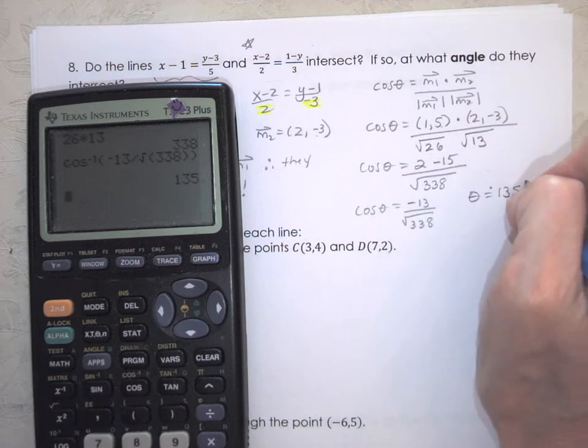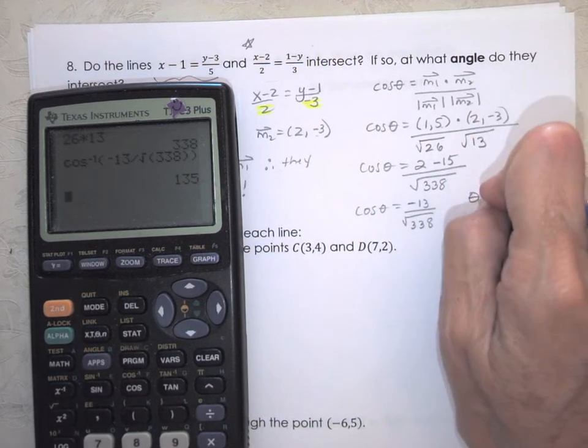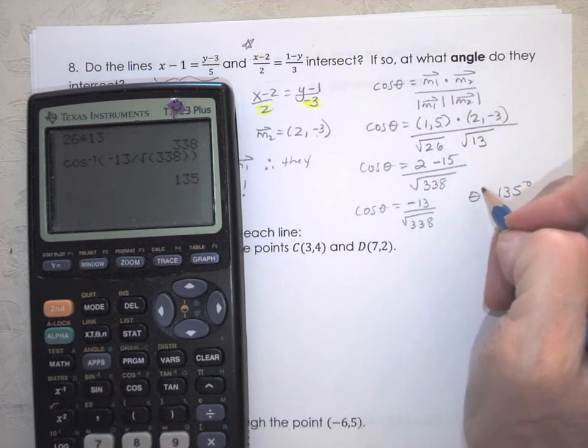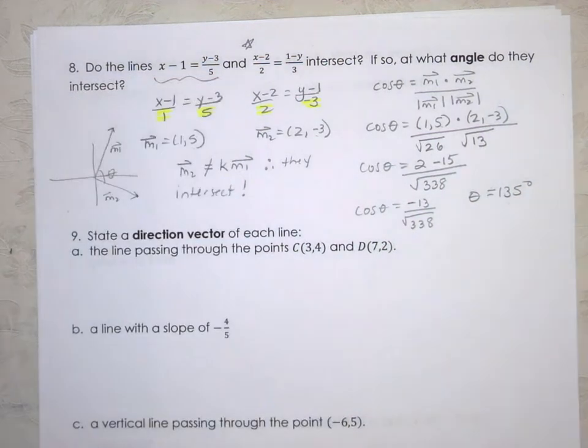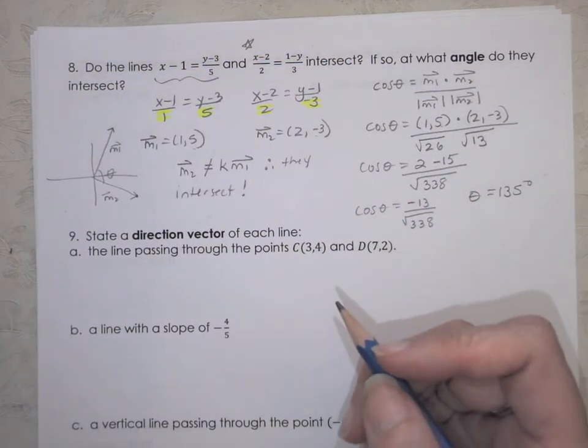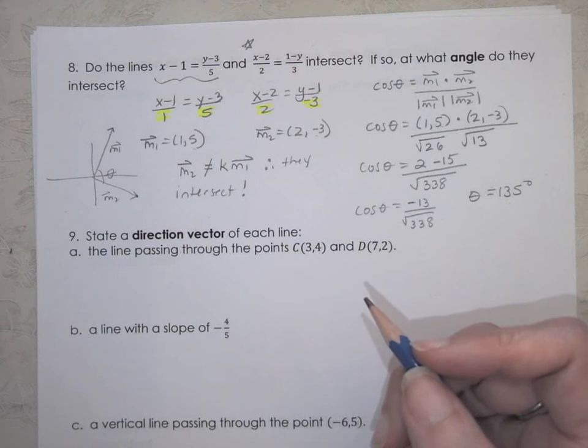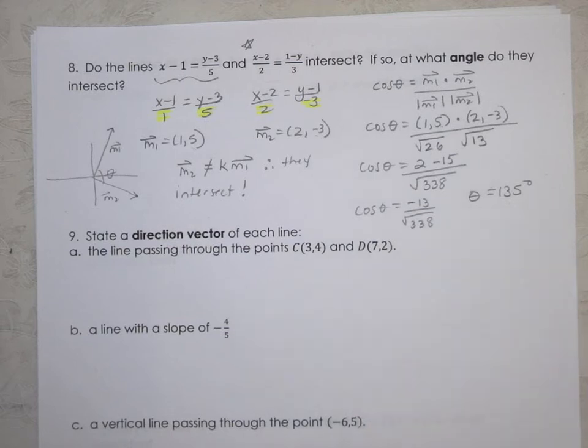(135 degrees). It's exact, actually, so I don't need that approximate sign. So the angle between those two lines is 135 degrees. So that's the angle they intersect at.